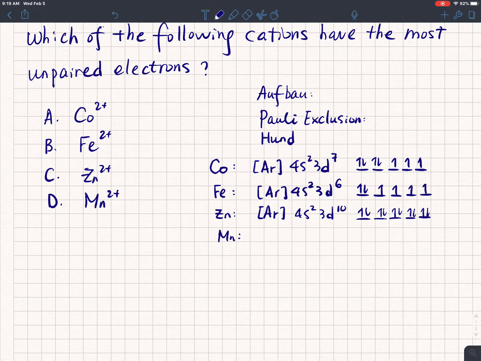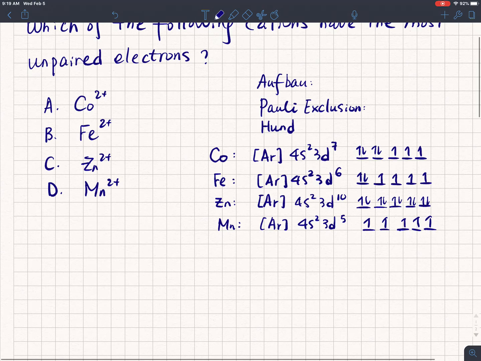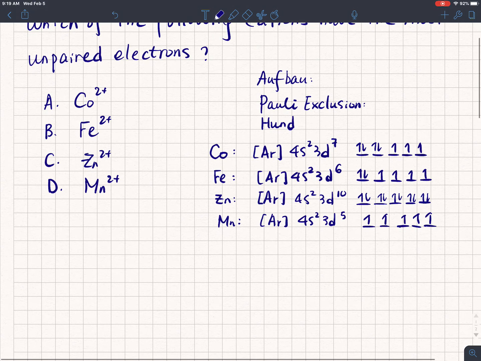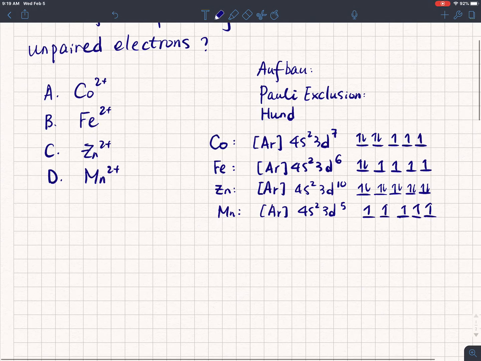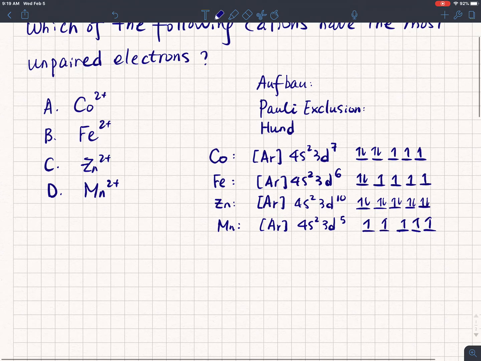And for manganese, it's argon, and then 4s2, 3d5. In this case, I have 1 electron in each orbital. These are electron configurations and orbital diagrams only for the 3d subshell, because in the 4s you have only 1 orbital and all the electrons would be paired. And then now I'm trying to figure out the electron configuration for the 2+ metal ions.